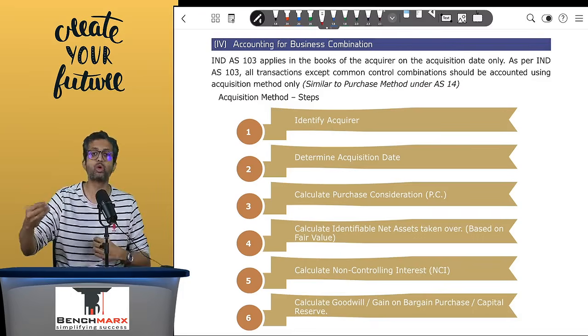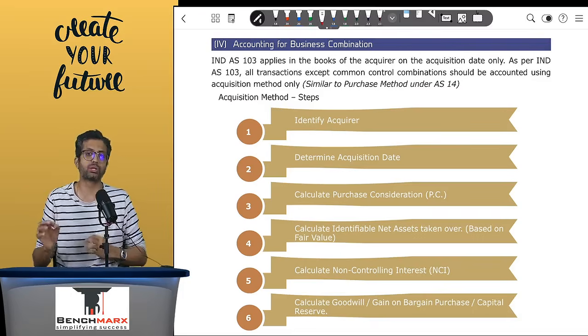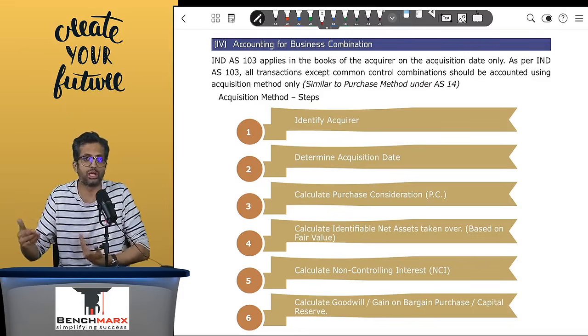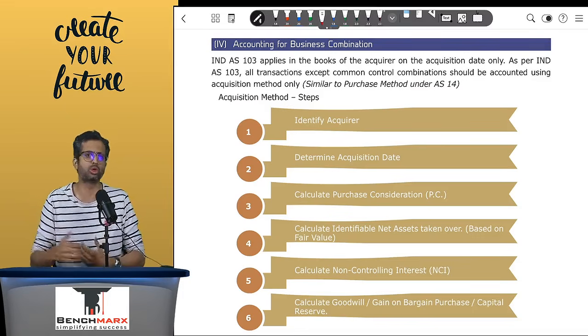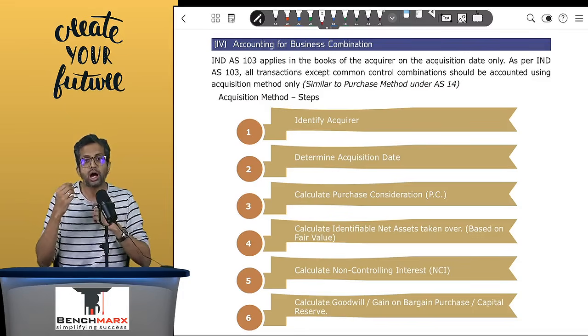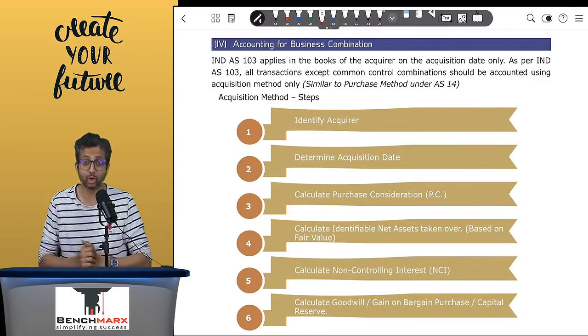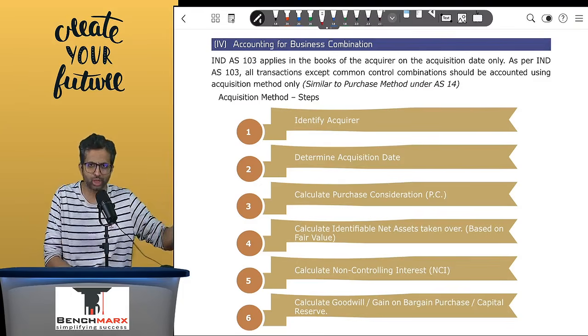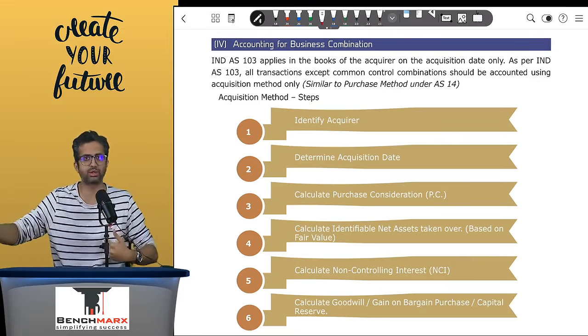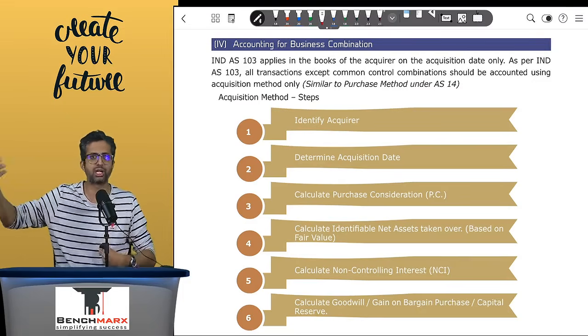Fourth, taking over net assets. 100% of net assets will be taken over even if you are owning, let us say, an 80% stake, because you have the ability to direct the entire net assets. So these will be taken over at fair value. Step number 4, net assets taken over. Step number 5, non-controlling interest, because you're taking over 100% of net assets. However, 20% is attributable to someone else.